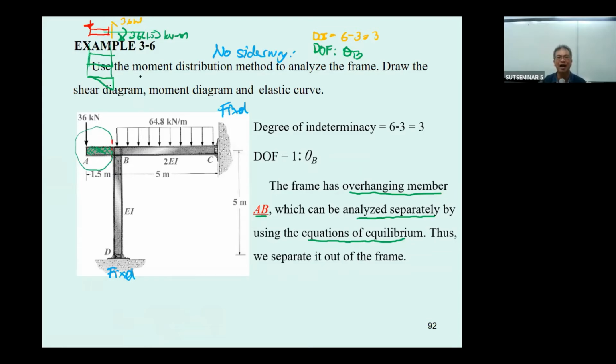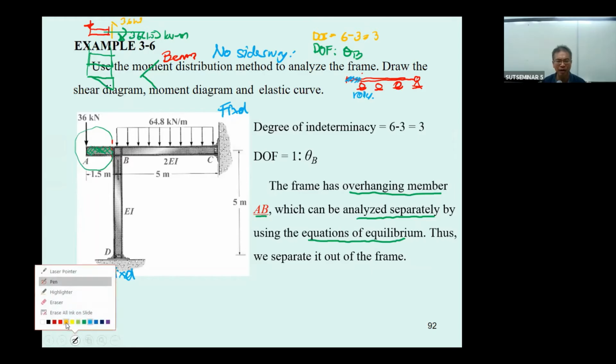For this kind of frame, when you consider the example for the beam, if you remember our beam, we have the cantilever, but the portion of the cantilever is connected to the roller support. So by doing this, from the previous example, you may use the 3EI over L for this portion.